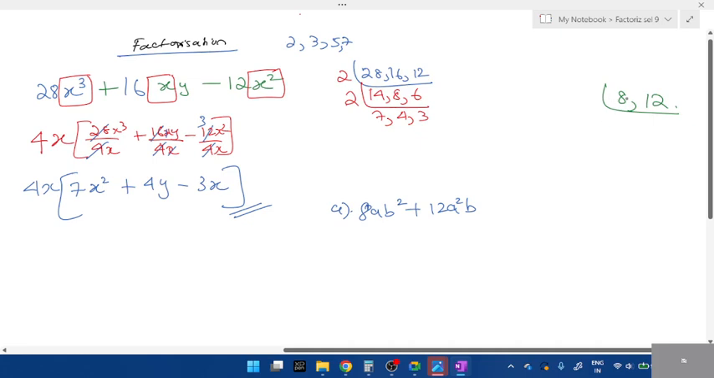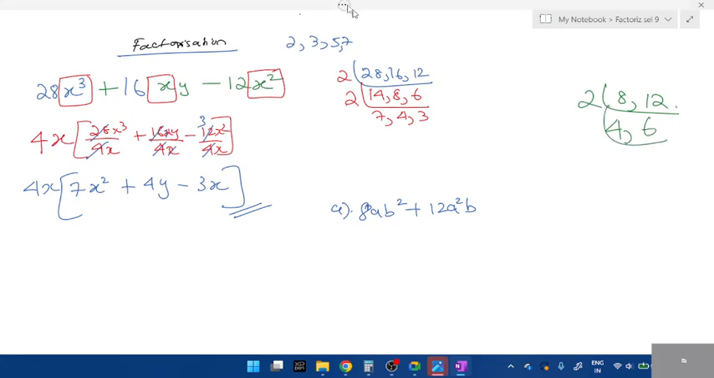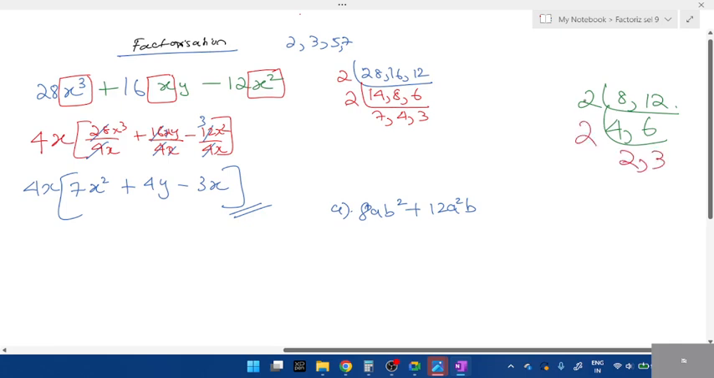What is common for 8 and 12, students? No. 2 4s are 8, 2 6s are 12. What else? If you know directly, you can directly take 4, see, 8 and 12. Instead of taking 2 and 2, can we directly take 4? 4 2s or 4 3s are. Yeah, 4 is common. Next, check if A is present in both the terms.